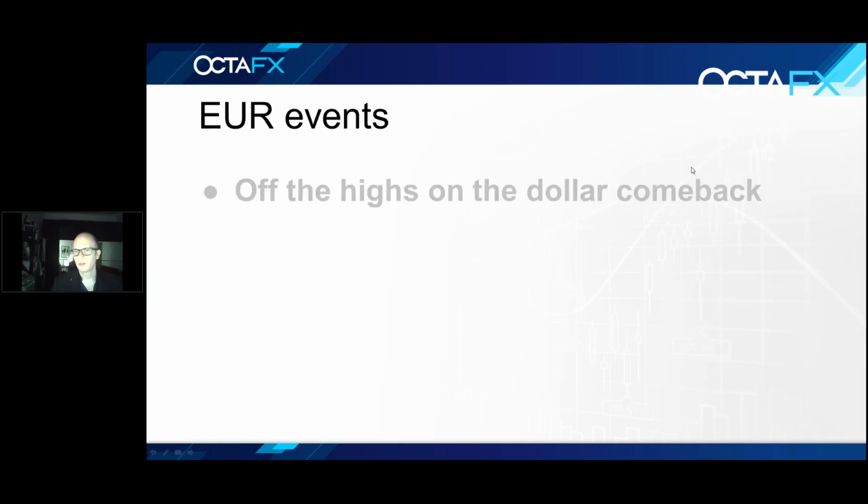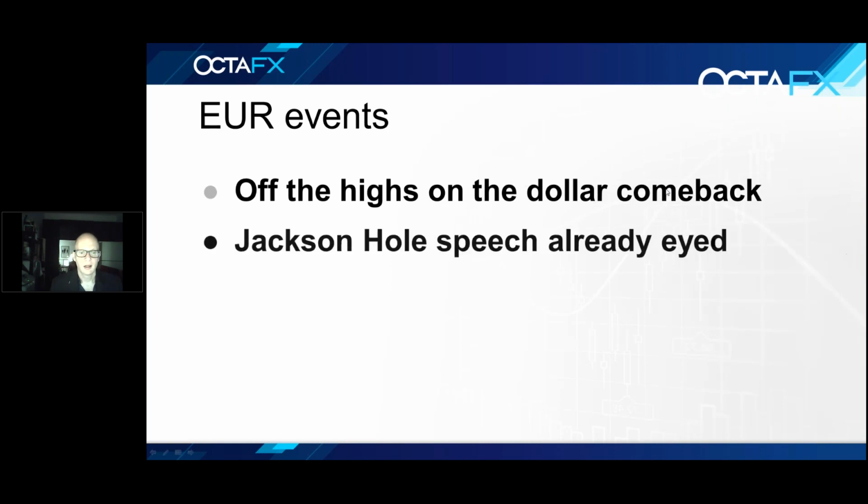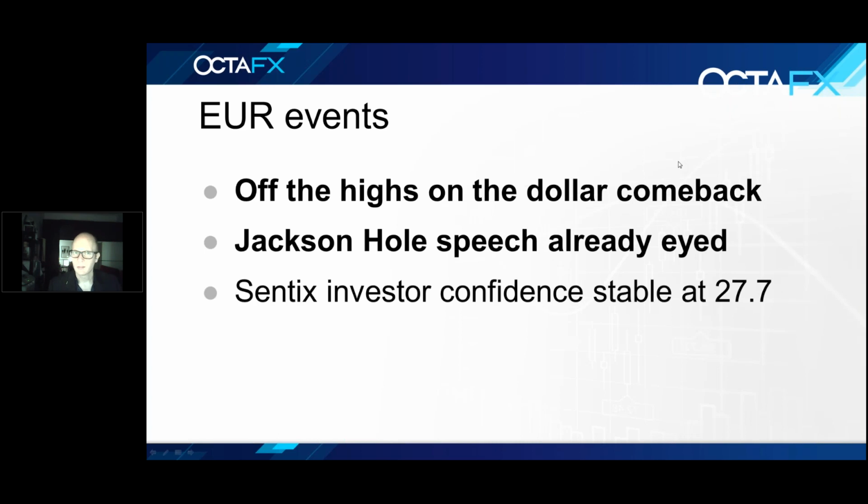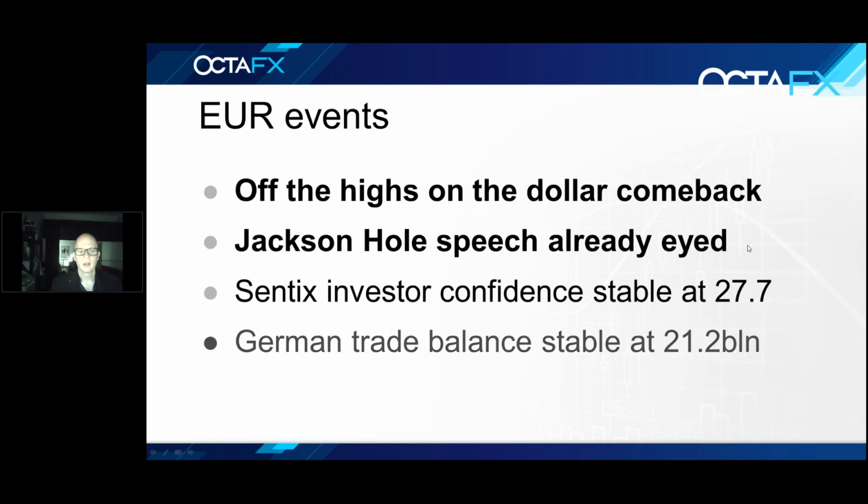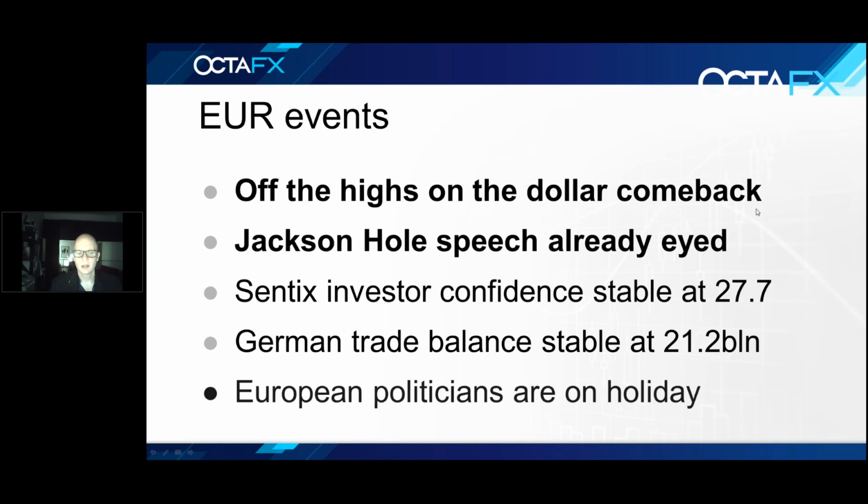Euro-dollar, it's basically off the highs because we had a greenback comeback. We had the US dollar strengthening. The big event for the euro is already causing tension. It's in 2 weeks' time, the Jackson Hole speech by Mario Draghi. We had some figures coming out of Europe. They weren't that big like last week. We had Centex investor confidence, stable at 27.7. We had German trade balance, also stable, 21.2. And in general, European politicians are on holiday. So when President Trump, the United States, is on holiday, he still tweets, he still holds press conferences, but European leaders, it's much quieter over there.